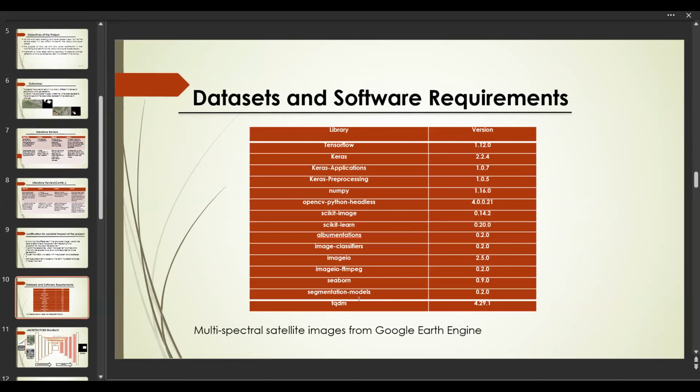These are our data sets and software requirements. We have used different data sets and their versions, and mainly we have used Google Earth Engine in order to take images.